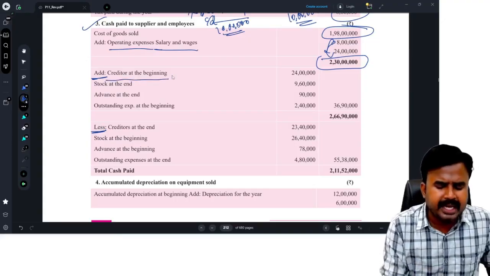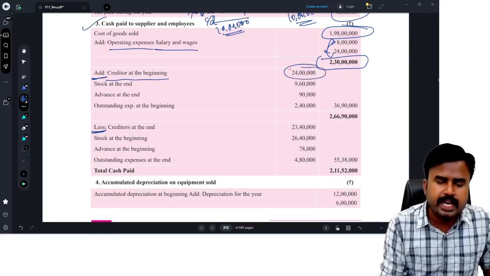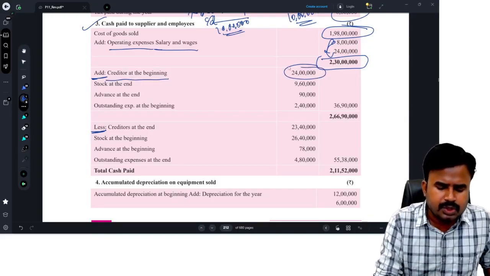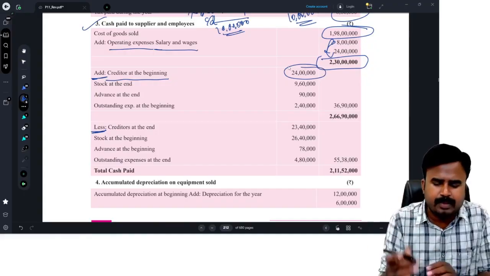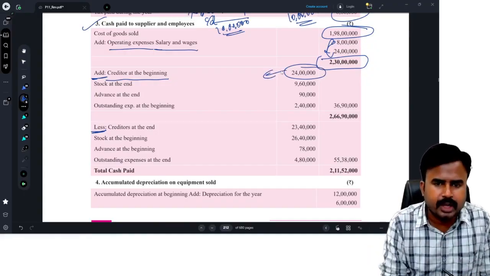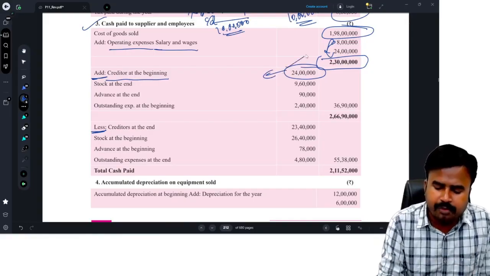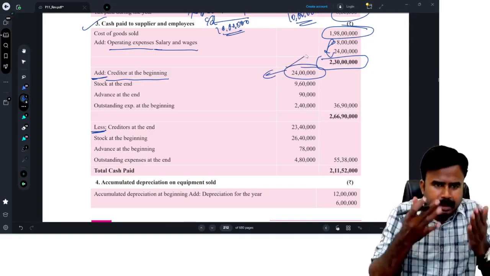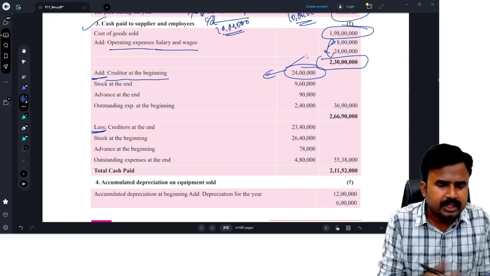Sir, why are you adding creditors at the beginning? Because these 24 lakhs are the creditors outstanding at the beginning of the year, nothing but the opening creditors balance. And for this amount, I should make payment in this year only. So payment to creditors should include 24 lakhs. The opening creditors must be paid in the current year. Otherwise, they don't accept it.